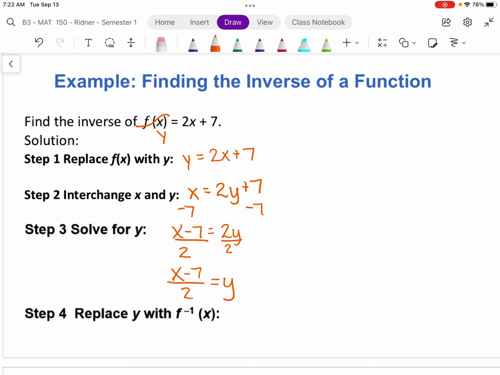And then I could go back to inverse notation. So instead of leaving it as y, I'm going to say f to the negative 1 of x. That means inverse. Equals x minus 7 over 2.